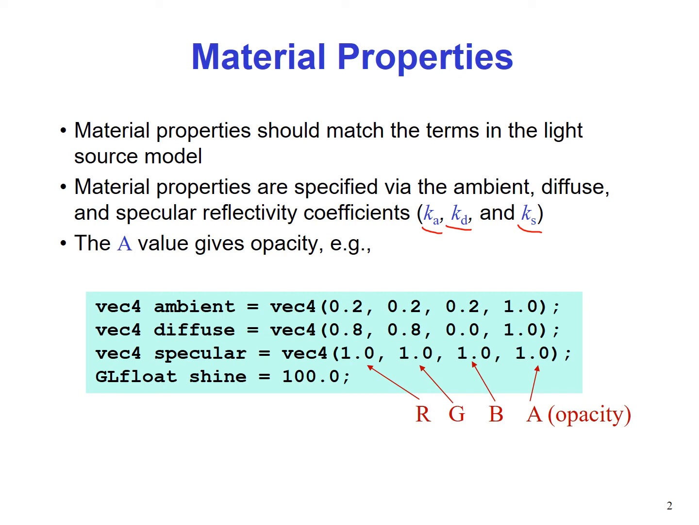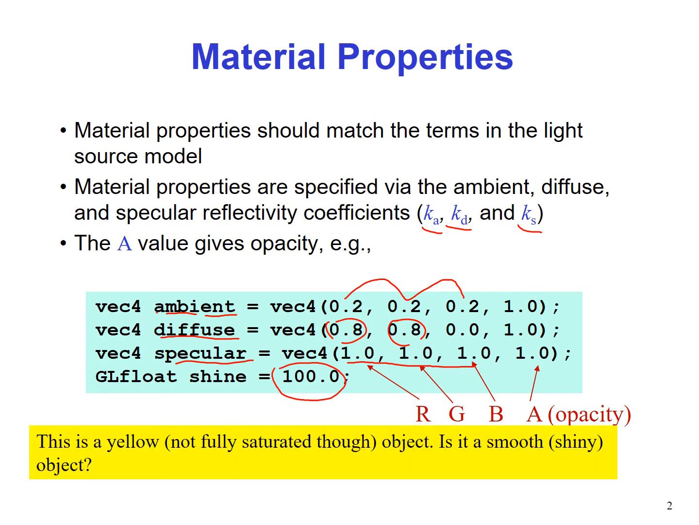Here is an example where we have defined the ambient property as a white light source, giving 0.2 to the red, green, and blue components. However, the diffuse property is defined as 0.8, 0.8, 0, which is a yellowish kind of light, whereas the specular component is defined again with 1, 1, 1 values, which is white light, and giving it a shininess coefficient of 100. So this is a yellow, not fully saturated object. It is smooth and shiny because of the shininess value of 100.